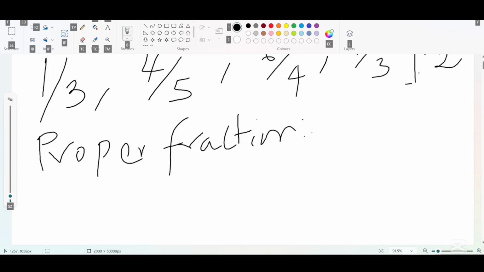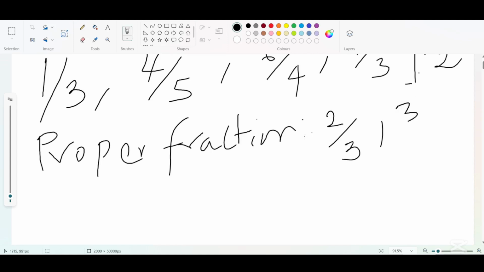For proper fractions, these are fractions in which the numerator is less than the denominator. When the numerator is less than the denominator, it's a proper fraction. Like 3 all over 4, 2 all over 3, or 5 all over 7. Fractions in which the numerator is less than the denominator are called proper fractions.